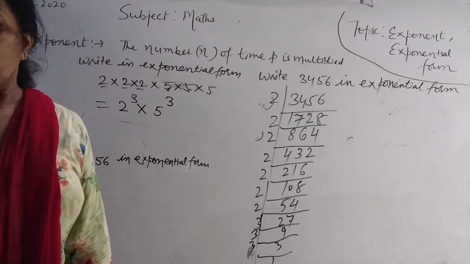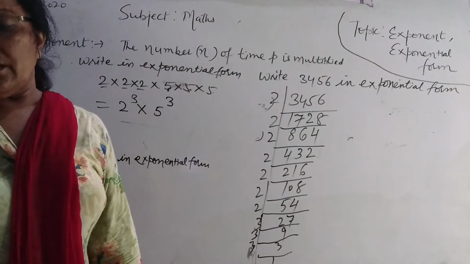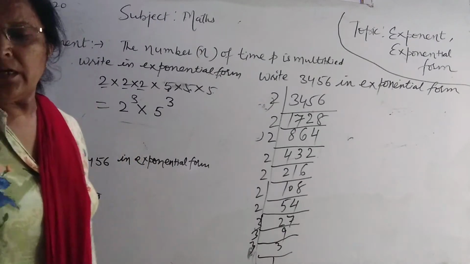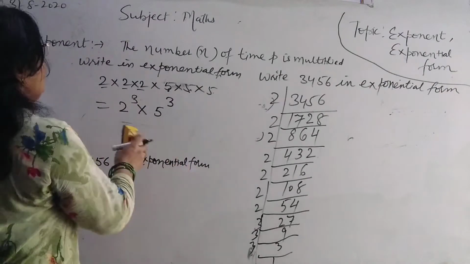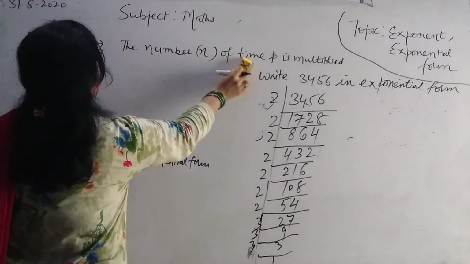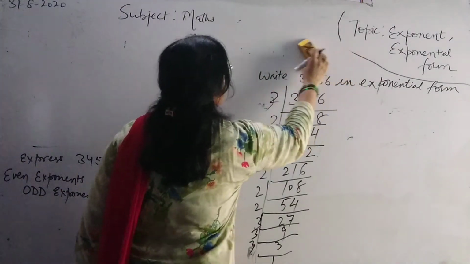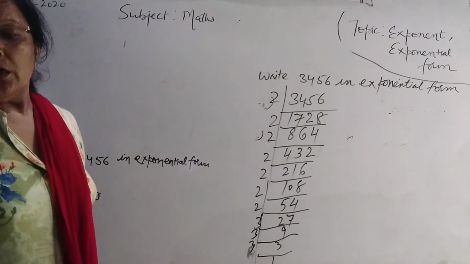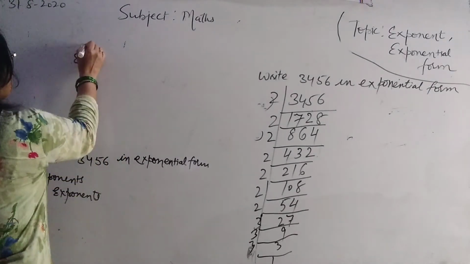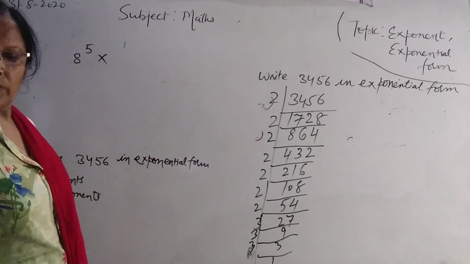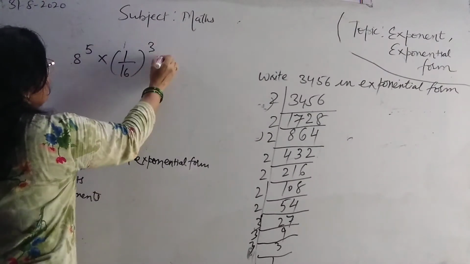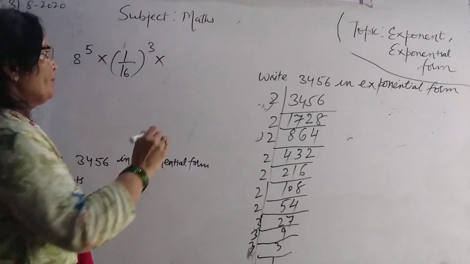Then the other questions of your exercise 5.1 say simplify. Let's take one of the expressions given to you: simplify 8 raised to power 5 into 1/16 raised to power 3 into 2 raised to power 4.